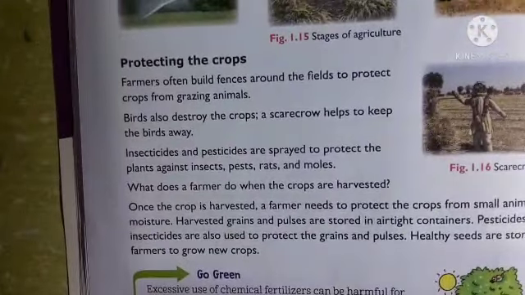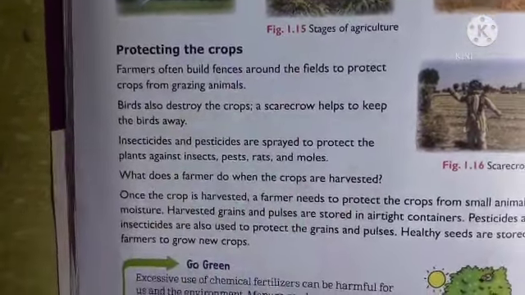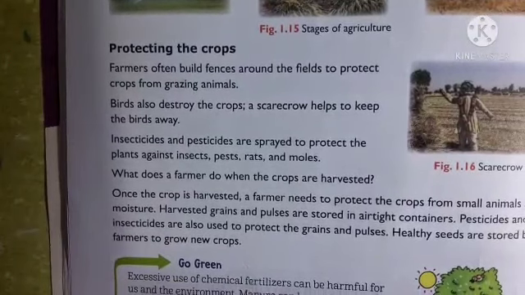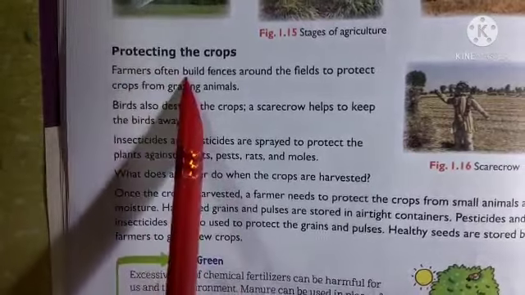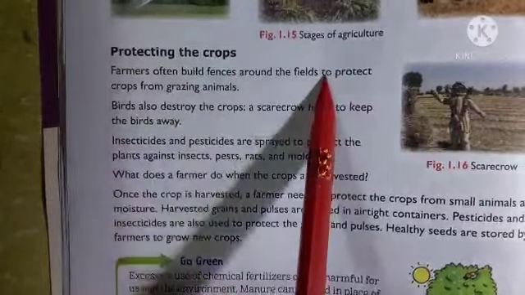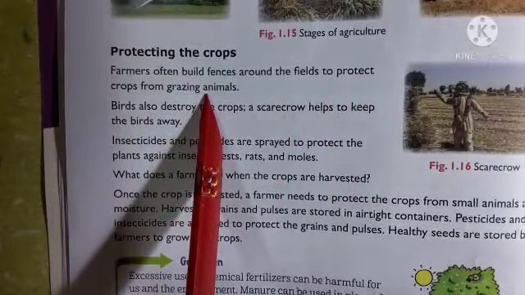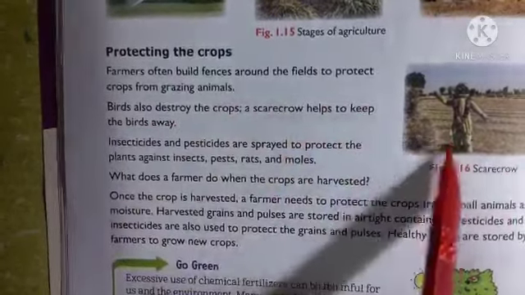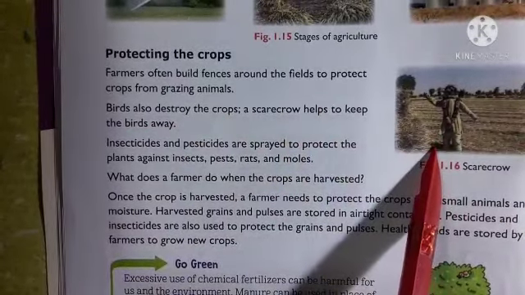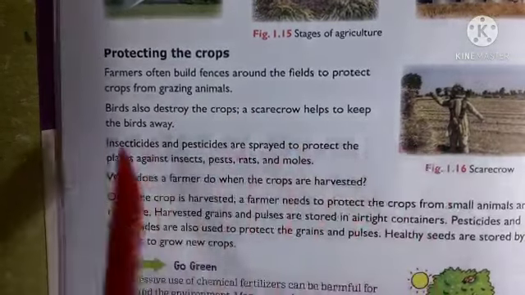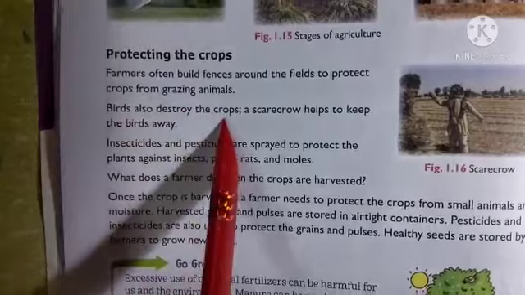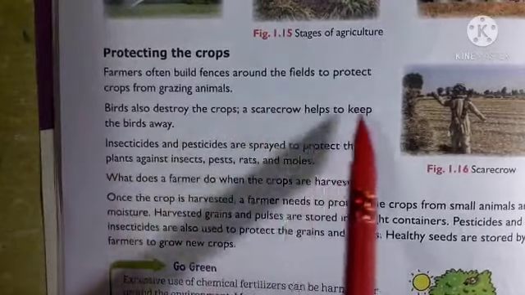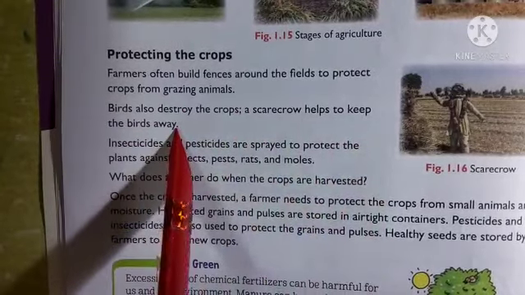Next topic is protecting the crops. After the crops have been harvested, now how do we protect the crops while they are being grown? Farmers often build fences around the field to protect the crops from grazing animals. You must have seen scarecrows when you go to the fields or travel by train or in gardens. Birds also destroy the crops. A scarecrow helps to keep the birds away.